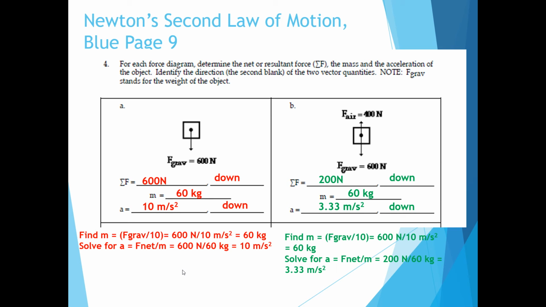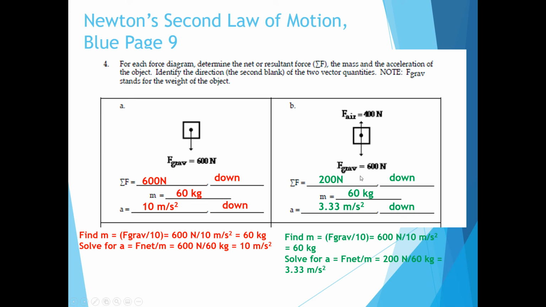So for the first one, we've got 600 newtons down on this free body diagram. So we know that if we look at the net force, we are still going to have 600 newtons down because it's the only force acting on it. And the mass is going to be 600 divided by 10, which gives us 60. And to solve for acceleration, a equals F net divided by m. So we take 600 divided by 60, and we get 10 meters per second squared. And the direction is going to be down because that's the same direction as the net force.